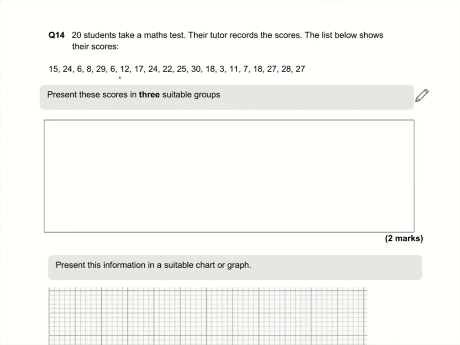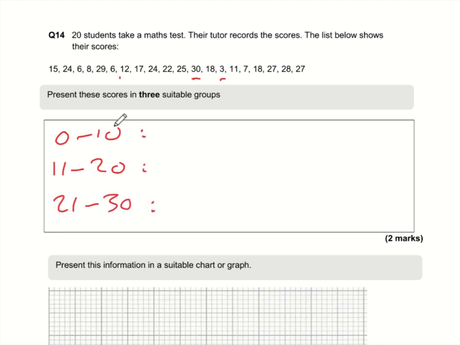Okay, so question number 14. So we need to put these scores into 3 suitable groups. So we can see the maximum is 30 and the minimum is 3. So I'd put it into groups of 0 to 10, 11 to 20, and 21 to 30.